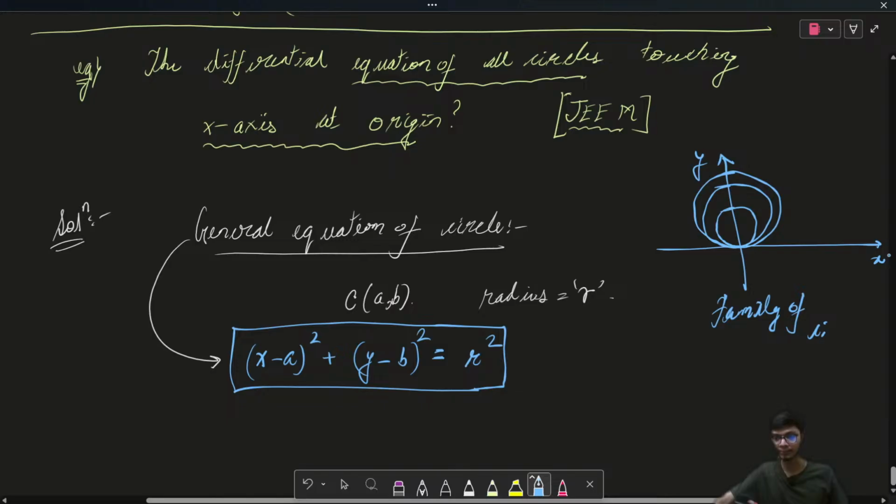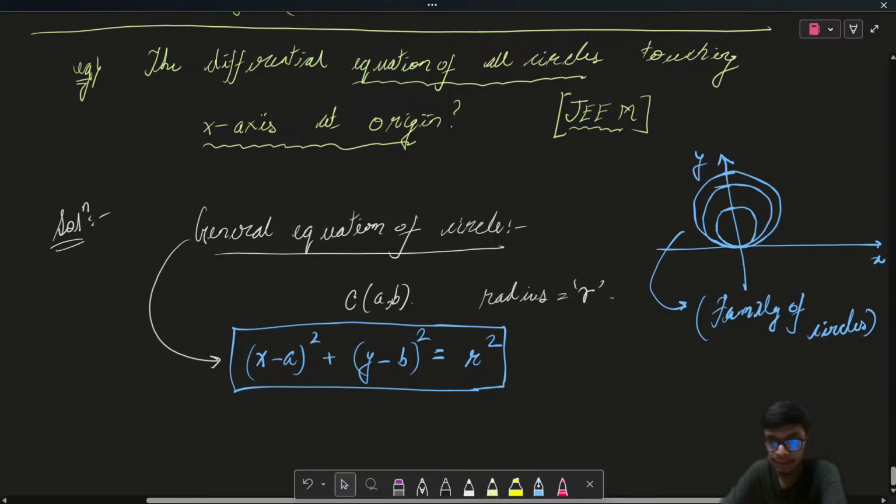Family of circles, right? So this is a family of circles. Therefore, we will first try to derive the equation of the family of circles, and then we will go on to develop the differential equation from it, right?